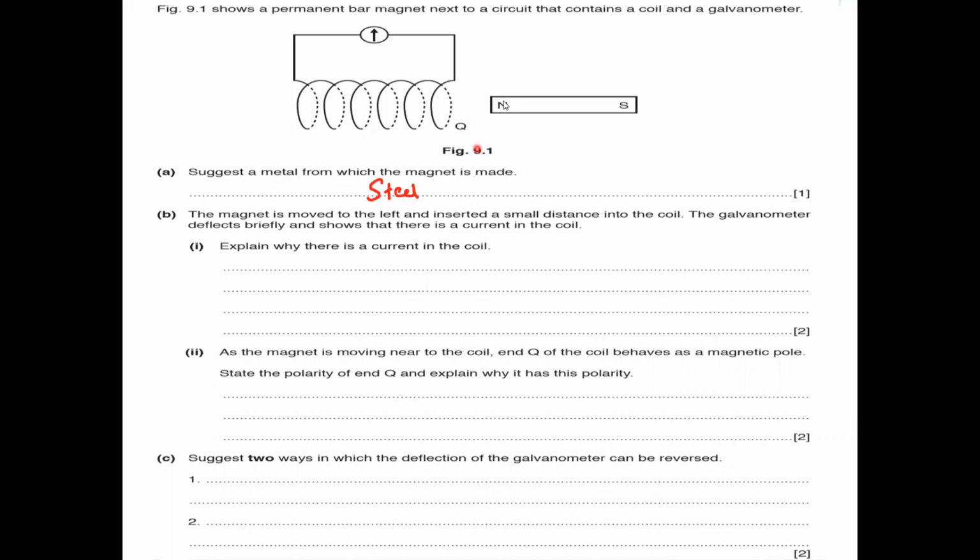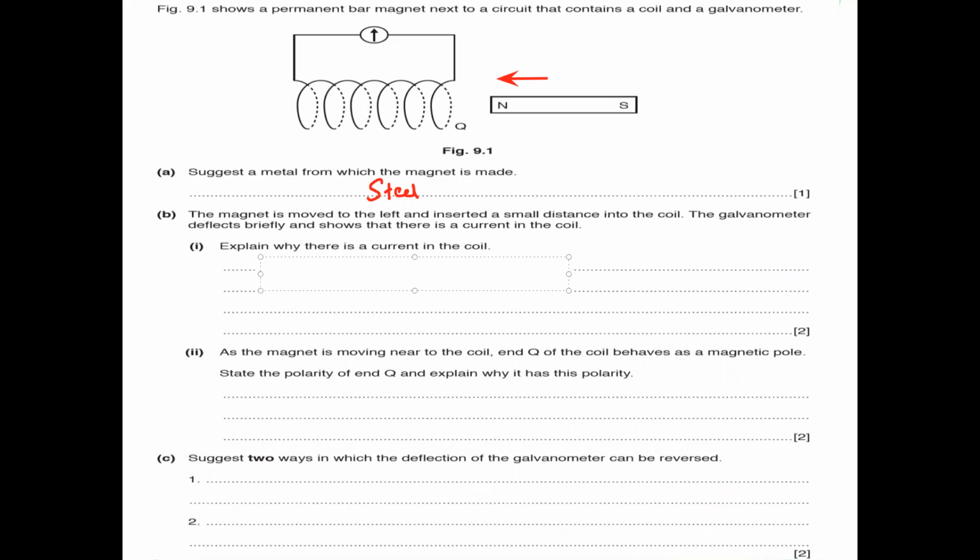The next part, the magnet is moved to the left. So what we did, we moved this magnet towards the left hand side and inserted a small distance into a coil. So this magnet is moved and it moves into the coil. The galvanometer deflects briefly and shows that there is a current in the coil. Explain why there is a current in the coil. So what is the reason for that? Why is there a current?